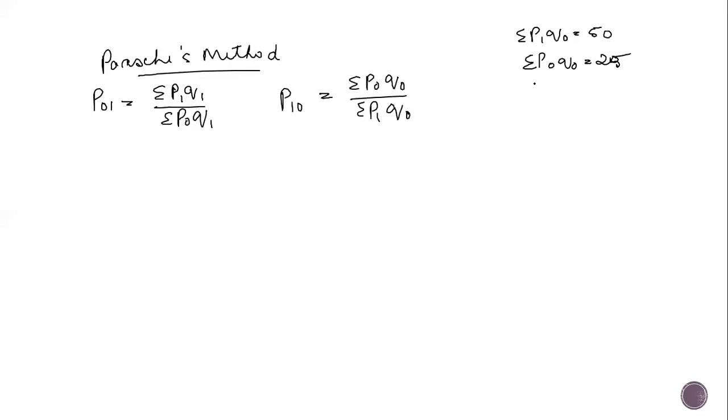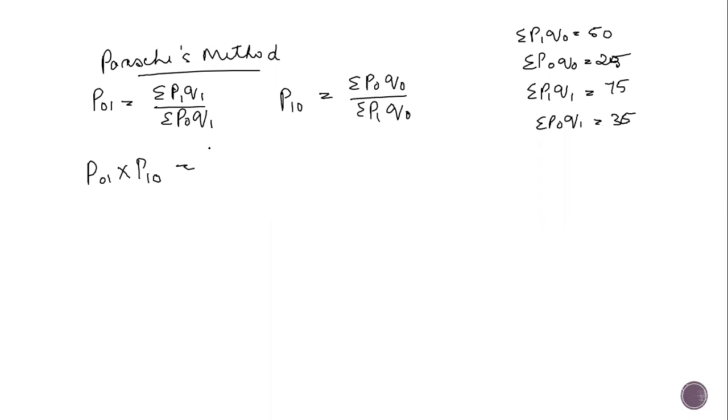Okay, let it be 25. Summation P1 Q1, it is 75, and summation P0 Q1, let it be 35. Okay, now substitute these values as per the formula. We'll write the formula here. That is price of the base and the current year into price of the current and the base year.